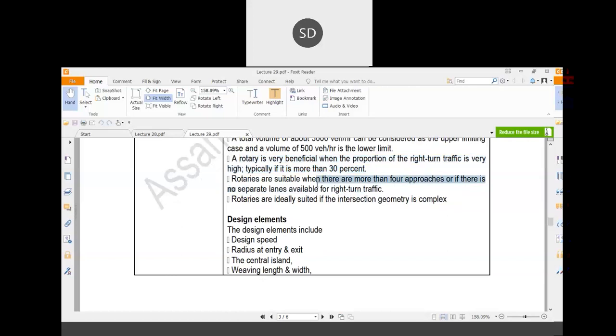Rotaries are suitable when there are more than 4 approaches, or if there are no separate lanes available for the right turning traffic. So if there is a huge amount of right turning traffic, you can go for the rotary intersection. And a rotary intersection can be suited when the intersection geometry is complex.